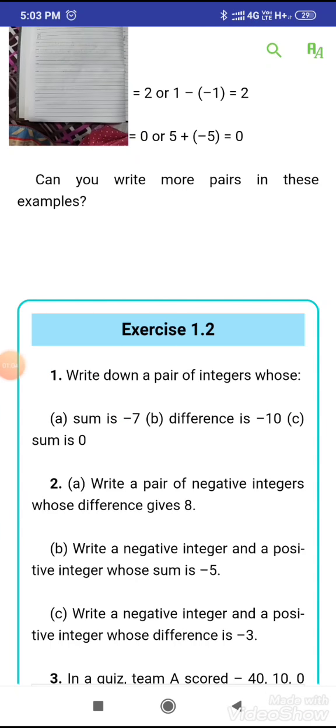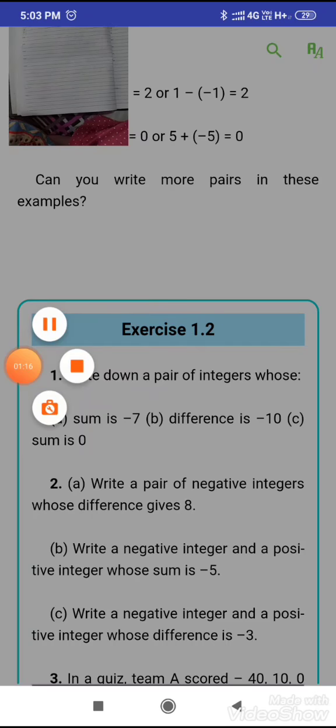Now let's start exercise 1.2. The first question of 1.2 is: write down a pair of integers whose part A sum is minus 7, part B difference is minus 10, and part C sum is 0.